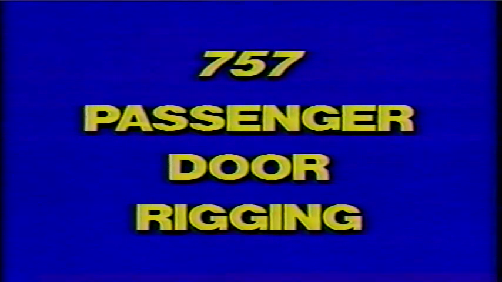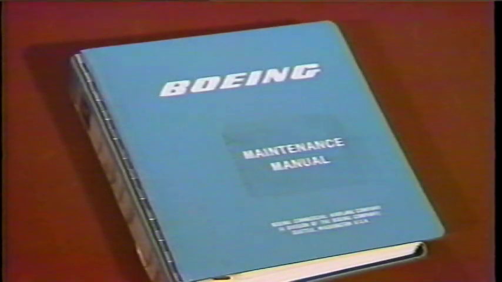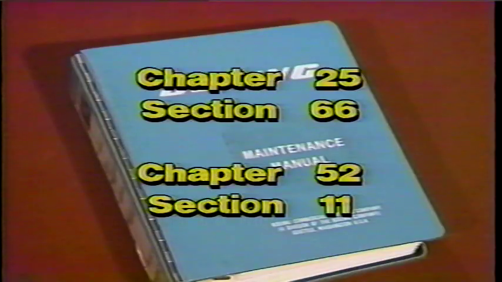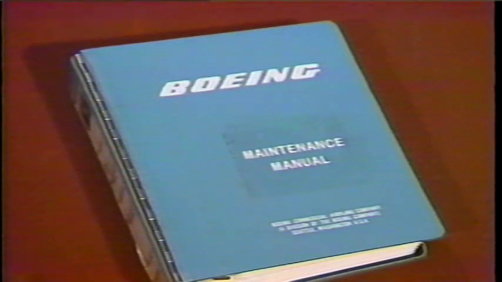This video module will describe the steps used to rig a Boeing 757 passenger door. The procedures used in this module are found in Chapter 25, Section 66, and Chapter 52, Section 11 of the Boeing Maintenance Manual. Consult these sections before attempting to rig an entry door.